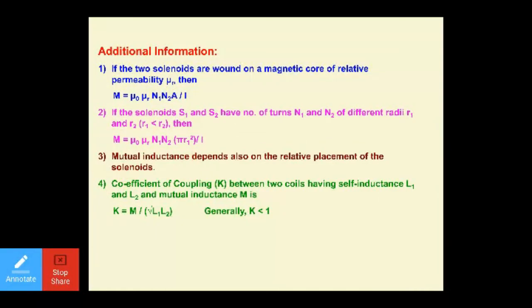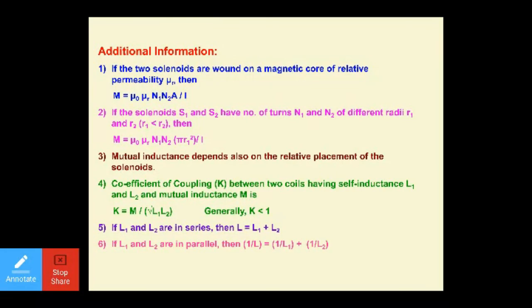Coefficient of coupling K between two coils of self inductance L1 and L2: K is equal to the mutual inductance M divided by under root L1 L2. Here K should always be less than 1. Furthermore, for the series combination, L is equal to L1 plus L2. For parallel, 1 upon L is equal to 1 upon L1 plus 1 upon L2.